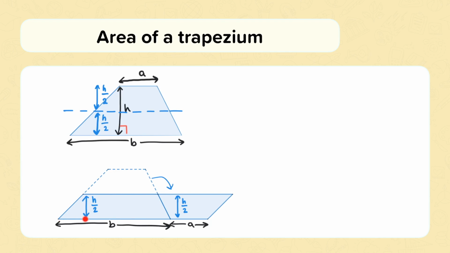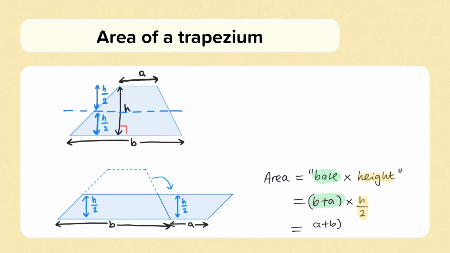So now we have this parallelogram here. And to work out the area of a parallelogram, we need to calculate base times perpendicular height. So on this, the base is going to be length B plus A, and the height will be half of h. So the area will be A plus B times h, and then divided by 2. So that's where the formula comes from. Now, you don't need to remember these steps, but it's just useful to have an idea of where this formula comes from and why we use it.